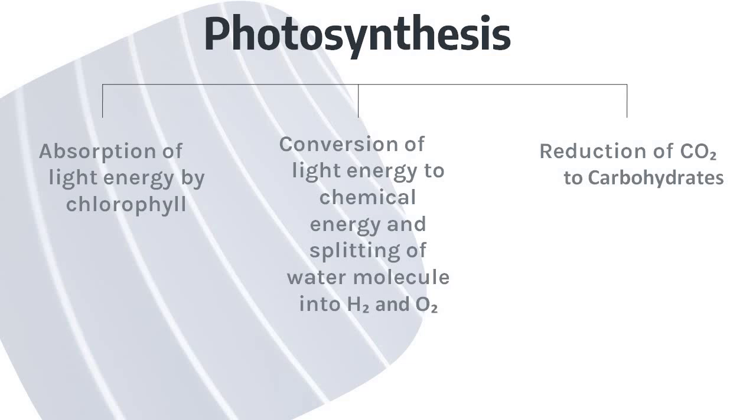So now we can modify the definition of autotrophs like this. Autotrophs are organisms that synthesize their own food by using carbon dioxide and water in the presence of sunlight and chlorophyll by the process of photosynthesis. More than carbon dioxide and water, plants need a few other raw materials for their survival, like nitrogen, phosphorus, magnesium, etc., which are absorbed from the soil.